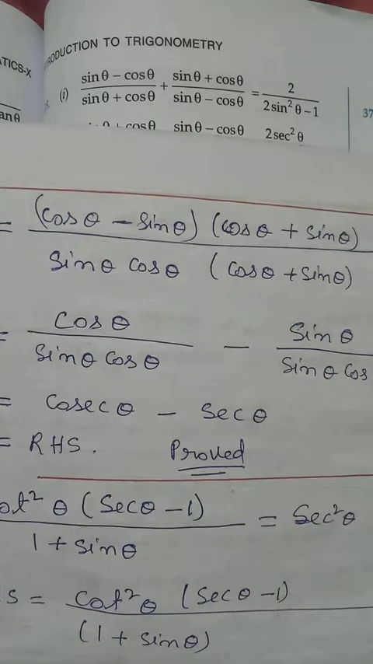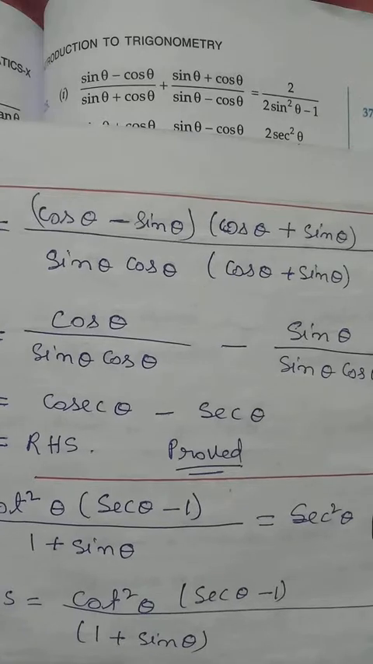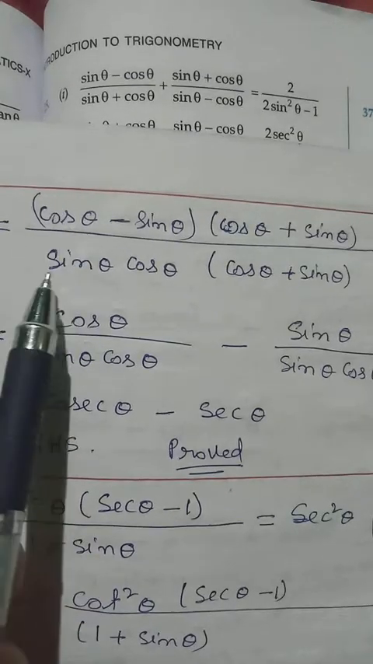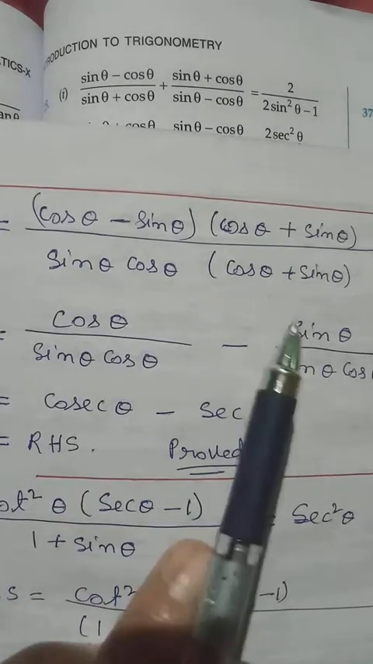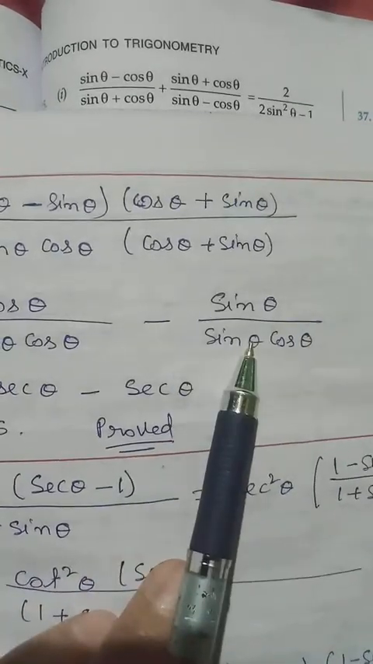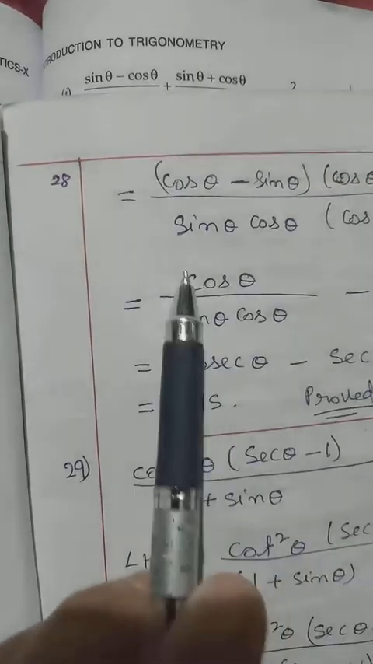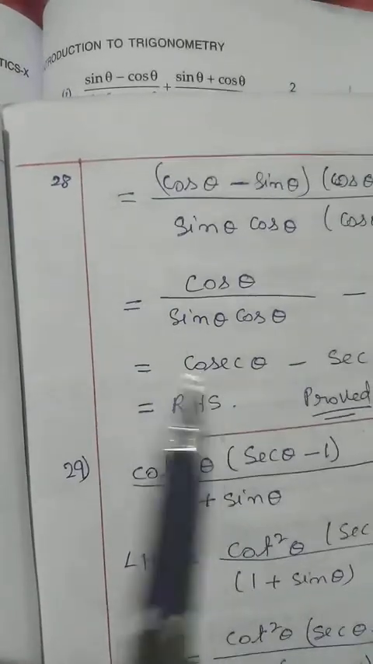If we check the right hand side, we want cosec theta minus sec theta. So again, let's break the LCM. We can write cos theta by sin theta cos theta, minus sin theta by sin theta cos theta. Sin theta cancels, 1 by cos equals sec theta. Cos by cos cancels, 1 by sin is cosec theta, which is equal to the right hand side.